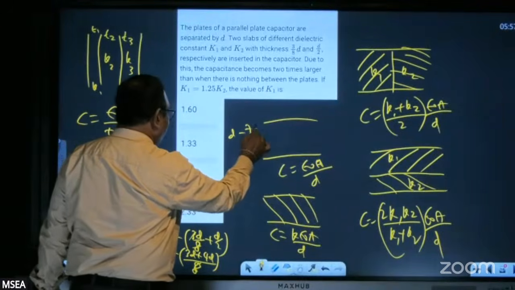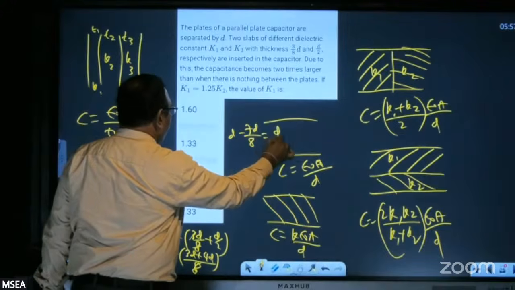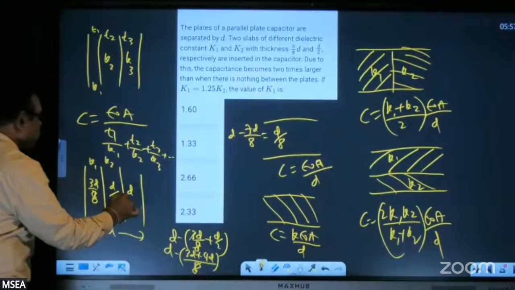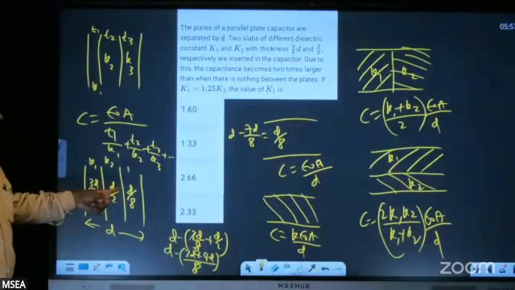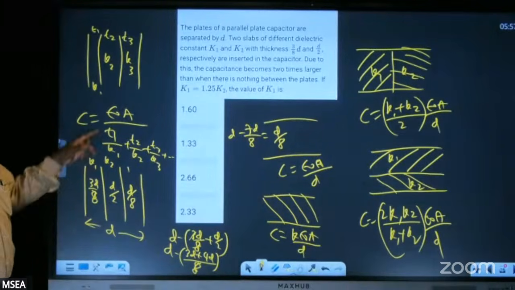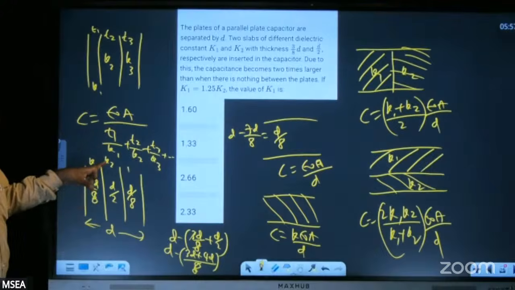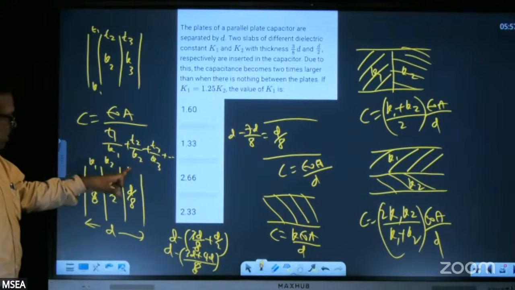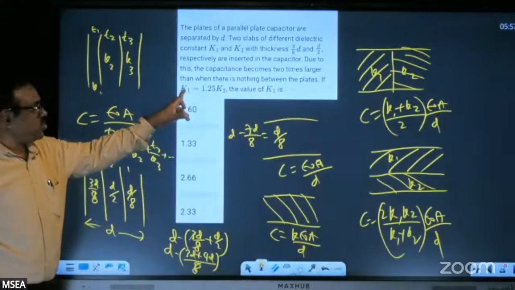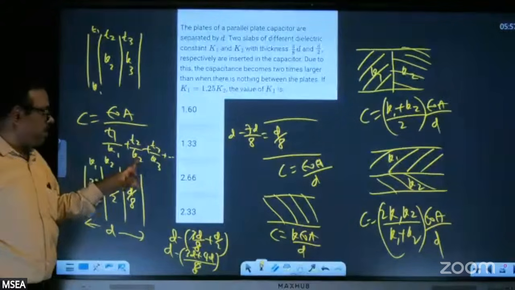So D minus 7D by 8, which should be equal to D by 8. This should be D by 8, but dielectric constant is 1. So if you substitute here, we get epsilon naught A by, what is the thickness here? 3D by 8 by K1 and D by 2 by K2, where K2 we can write as K1 by 1.25.